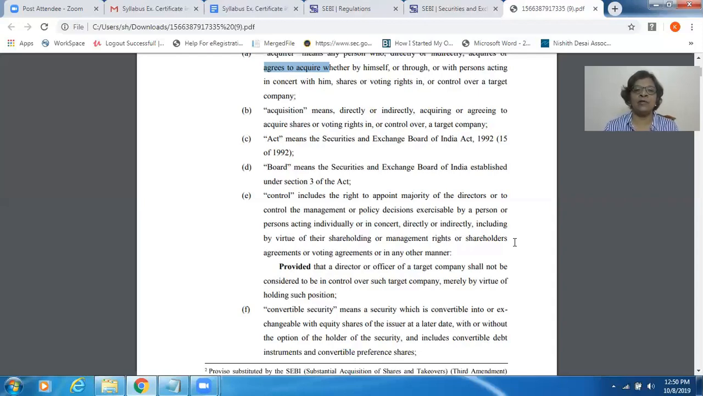And acquisition of control in any form or in any manner, irrespective of whether the shareholding or voting rights are held or not, amounts to an acquisition under the takeover code, and the person who gets such control becomes an acquirer.